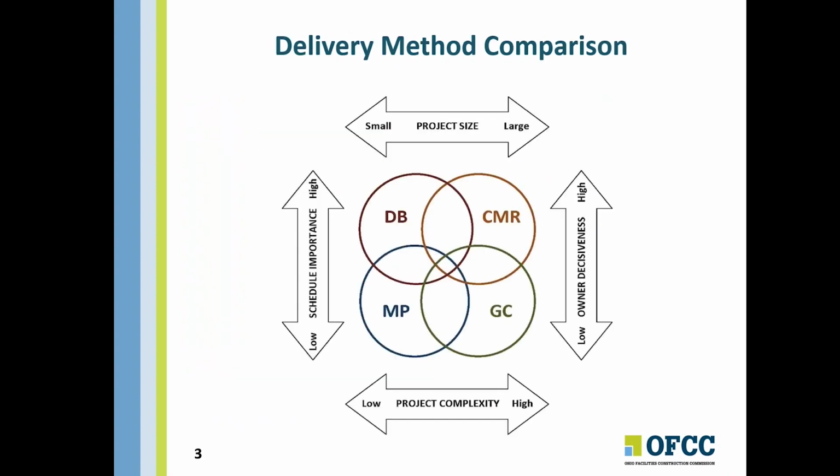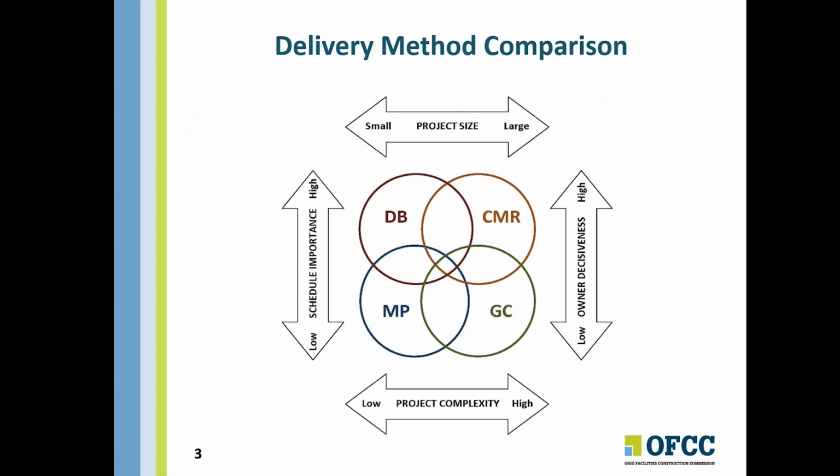The diagram shown here illustrates the delivery methods in comparison to 4 broad project characteristics. At the center, each delivery method is represented by a circle, and its location to the other methods attempts to illustrate where that delivery method fits in comparison to the project characteristics shown within each arrow. Project characteristics used for comparison purposes are project size, project complexity, schedule importance, and owner decisiveness. Each of these characteristics range from small to large or low to high.